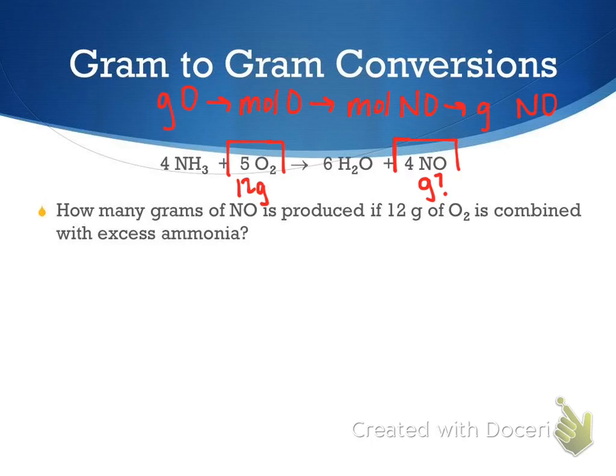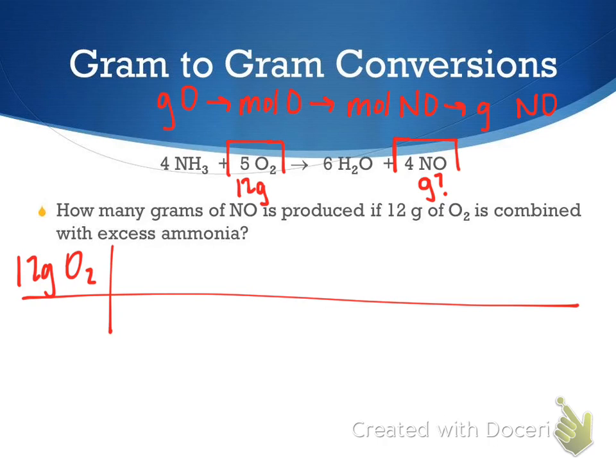Okay? So we can't compare grams of one to grams of the other without going to moles because they don't have the same molar mass, right? Which means 1 mole of one substance does not weigh the same as 1 mole of the other. So we're going to start with what we know, 12 grams of O2. Here's when our T-chart gets the longest. It'll have 4 sections. So we want to go from grams of O2 to moles of O2.